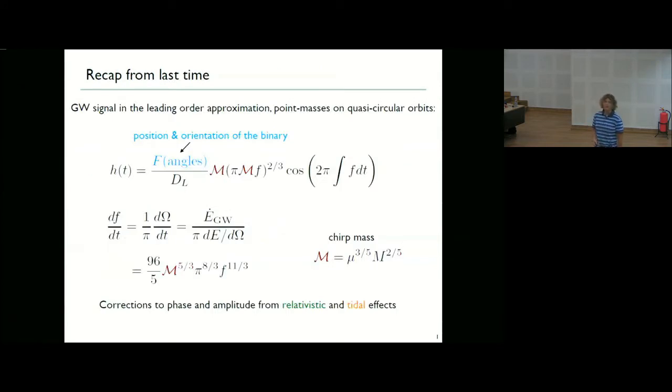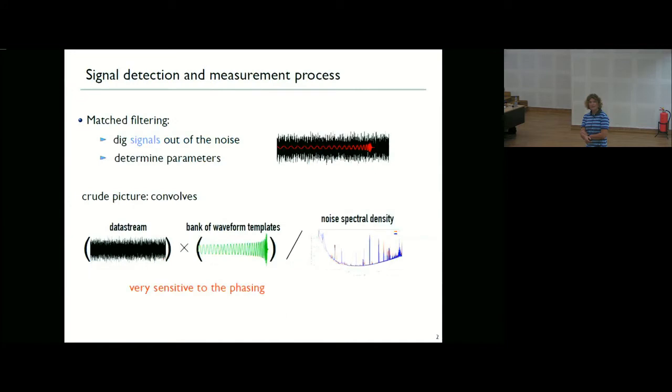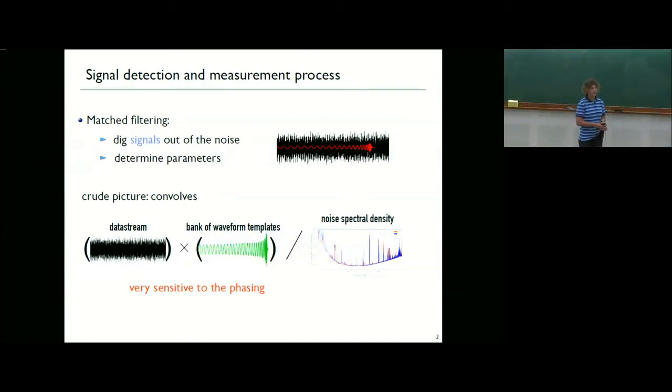So why is it important to calculate these signals very accurately? When you have these kinds of signals in a real detector, the way the signals are extracted from the noise and also the parameters are measured is by using matched filtering. So the idea is when you have such a chirp signal in the noise, it changes the statistical properties of the output.